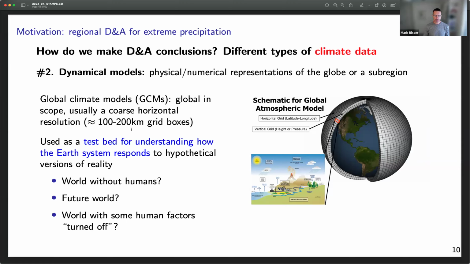And you could think about these as really a test bed for climate scientists to understand how the Earth system might respond to different versions of reality, hypothetical versions of reality. The model could be set up to simulate our climate in a world without humans, or what might happen in the future, or maybe somewhere in between. If we want to isolate a specific human influence, we could turn some of those on, turn some of those off, and play that out to see what happens. So again, it's a really useful and important tool that climate scientists use to understand past and future climate.